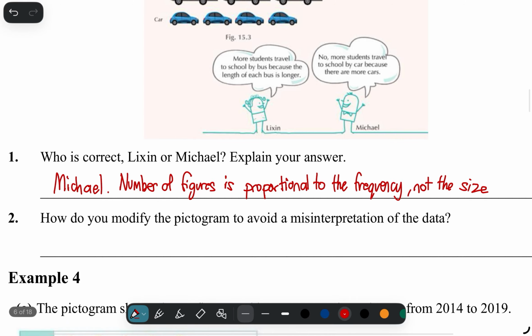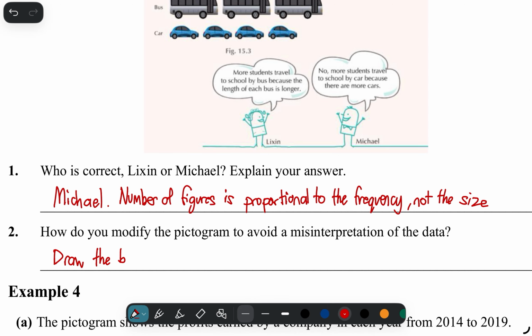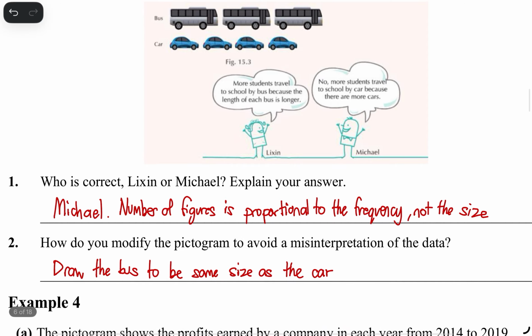Alright, okay. Draw the bus to be the same size as the car, or you can also make the car the same size as the bus. Then you have 1, 2, 3, 4 cars like that. Okay, up to you. You can either make the bus smaller or make the car bigger. But all these figures must be the same size.